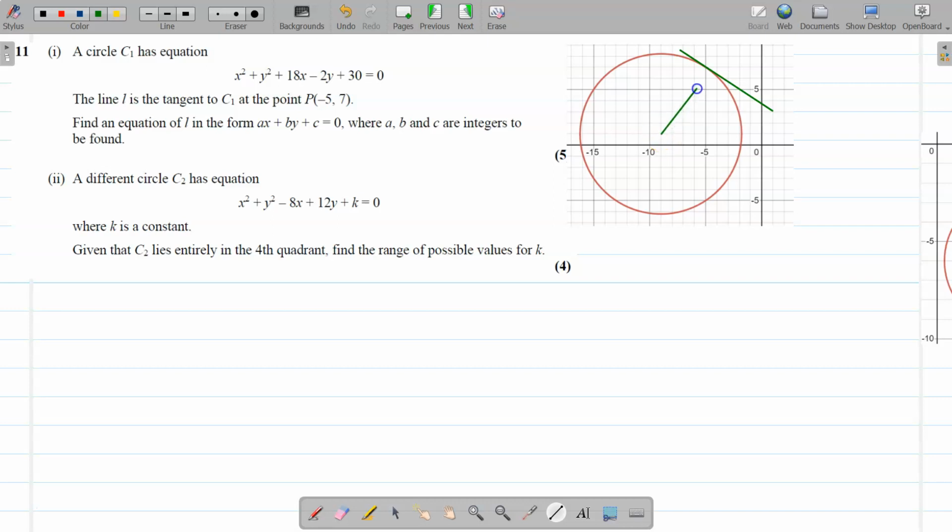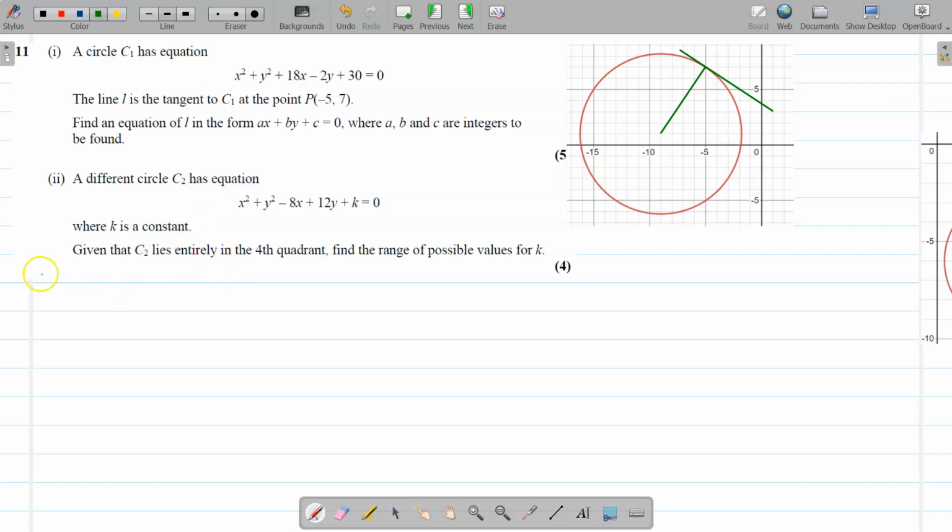And we've got to look at the equation or the gradient of the radius, because that will be the negative reciprocal of the gradient of the tangent. So that's the problem that we're looking to solve. Let me try and put that in the right place. So it was coming from the center here to roughly there. Right, okay. Now let's do this algebraically.